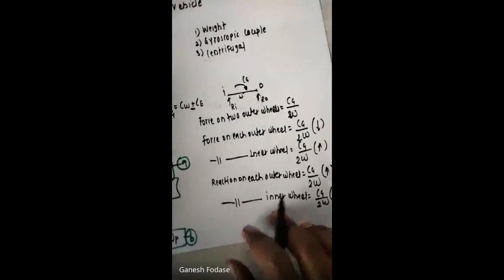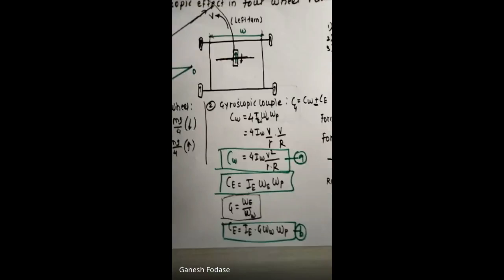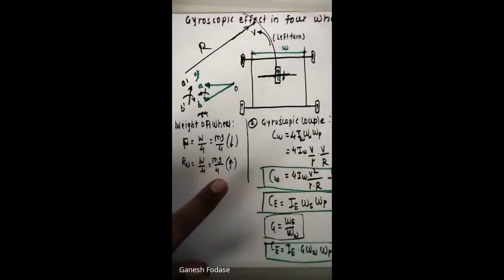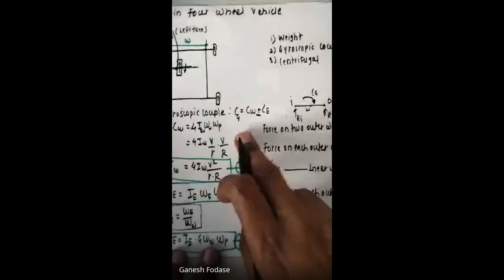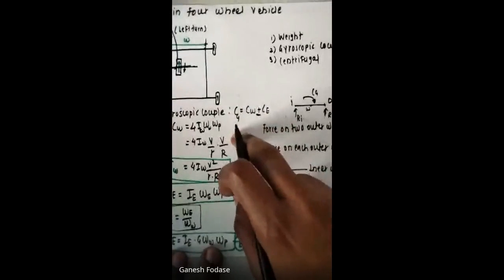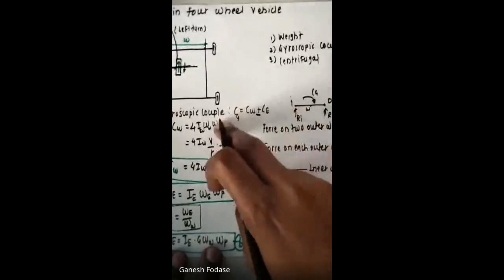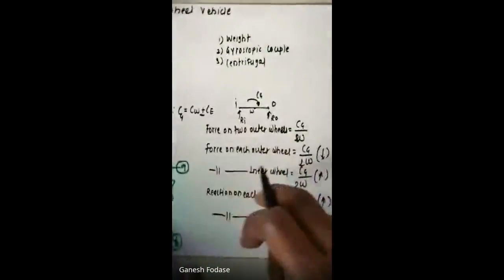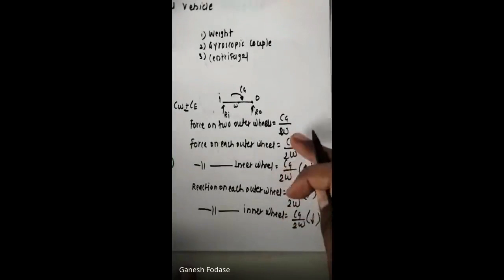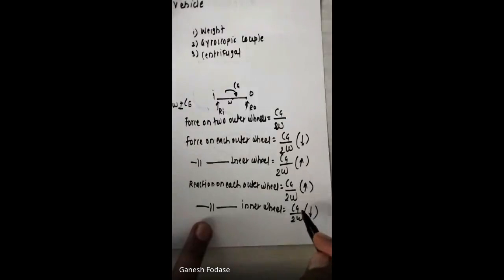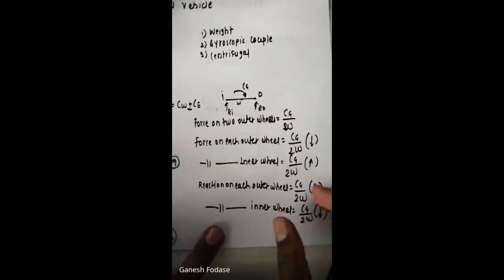So till now, I found the reaction on the four wheels due to weight. We saw that due to weight, the reaction is acting upward. Then I found the gyroscopic couple effect due to wheels and engine. It will be addition if they are in the same direction, and subtraction if they are in the opposite direction. So I find the total gyroscopic couple, and then I am finding the effect of this gyroscopic couple on the reactions on each wheel. So we come to know the reaction on these wheels is upward and downward due to gyroscopic couple. And the last one, due to centrifugal force.